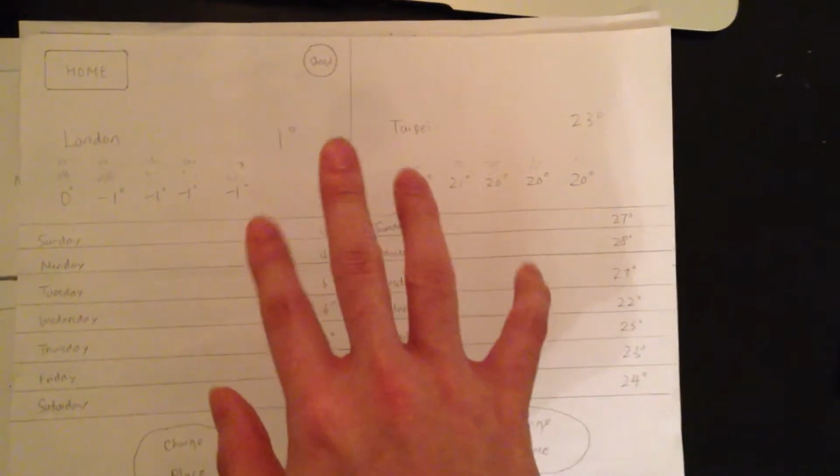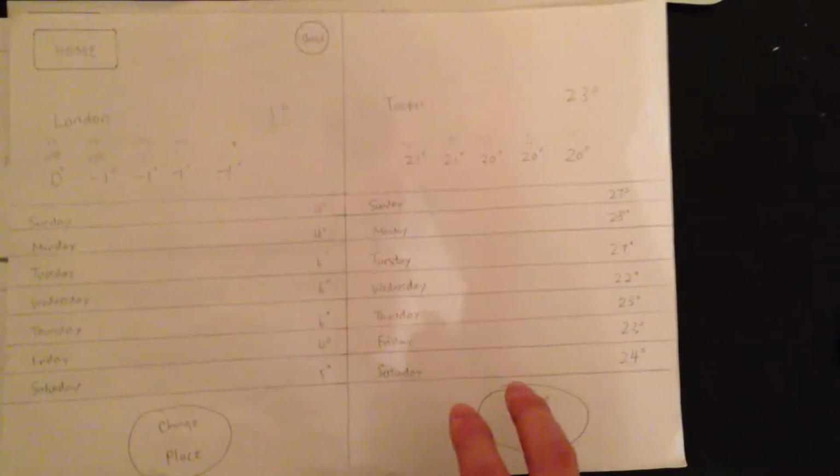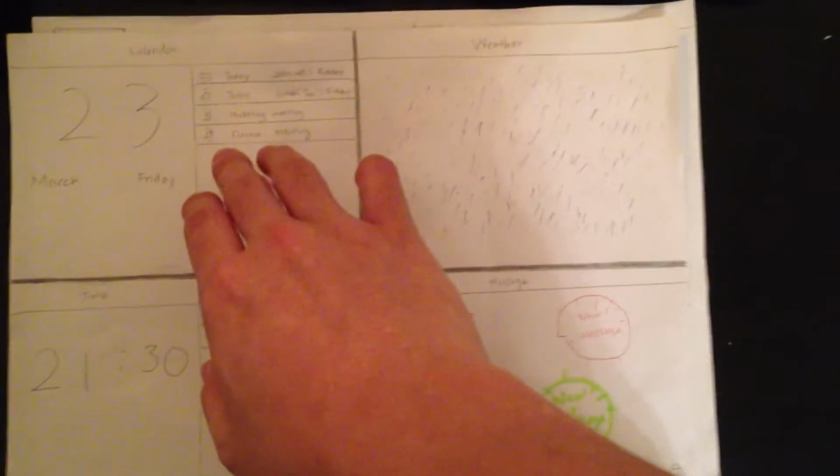And if I don't want to know the London and the Taipei weather, I want to change to other cities as well. I can change places by pressing these two buttons, which I won't go into detail about. I press the home button again, which brings me back to the home interface, and now I'll look at the calendar.